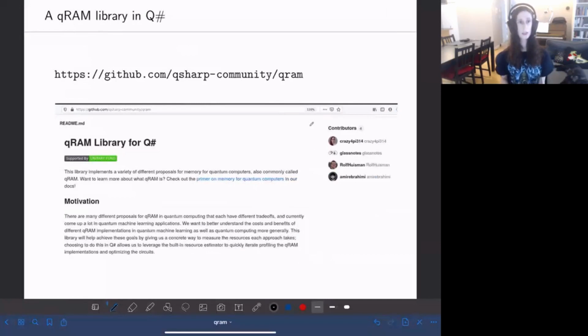If you're interested to look, we're doing all of this development openly. You can go to the Q# community GitHub and find the qRAM library. You could contribute to it if you like. You can let us know if you find any bugs.